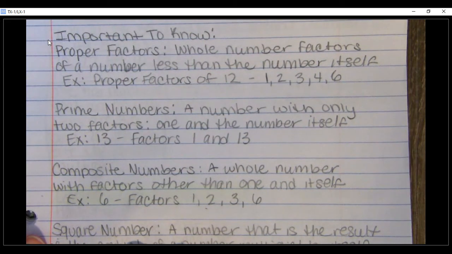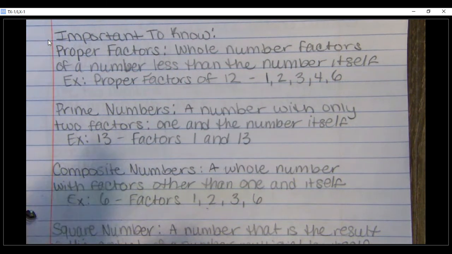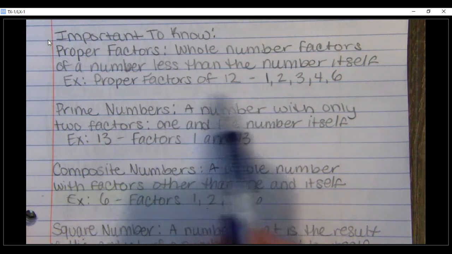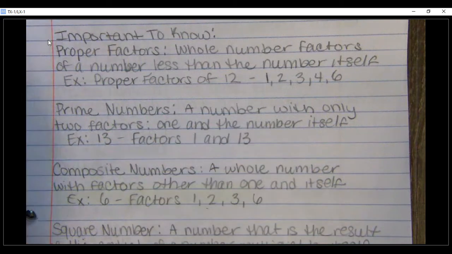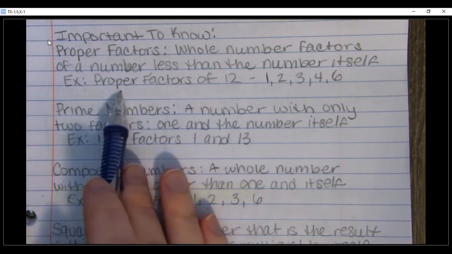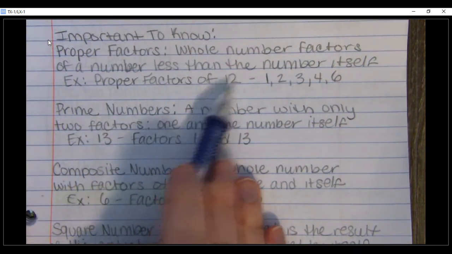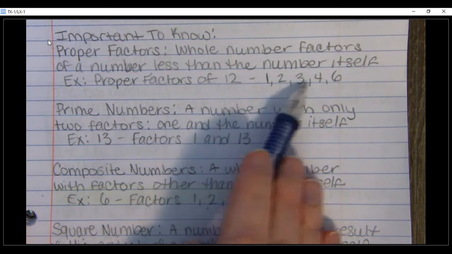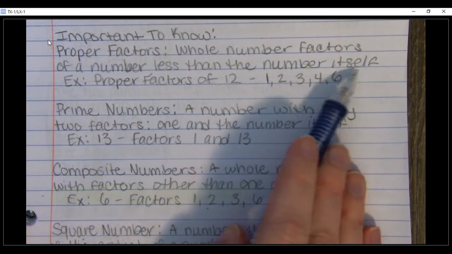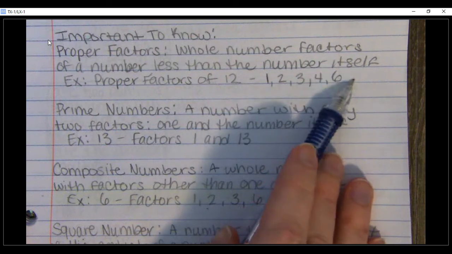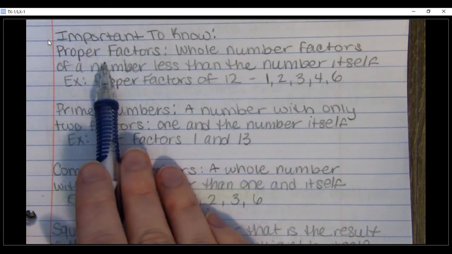Proper factors are whole number factors of a number less than the number itself. So a proper factor is going to be the numbers that are all the factors less than what the question is. For example, proper factors of 12 are 1, 2, 3, 4, and 6. Notice how 12 is not a factor in here because it is not under a proper factor.